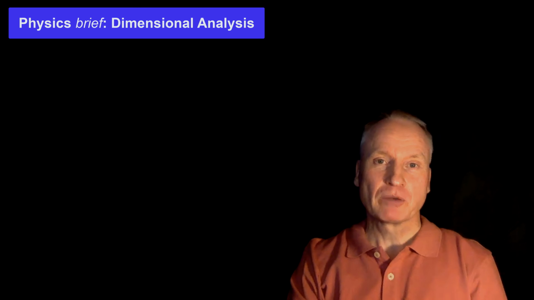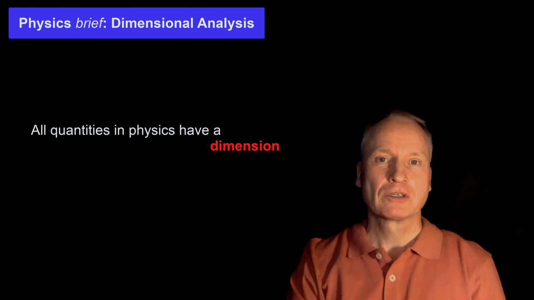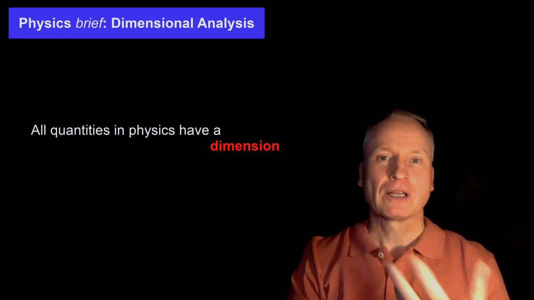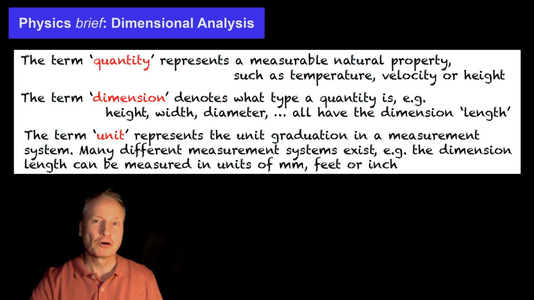This concept of dimension is very important in physics because all quantities, like length, like width, like thickness, have a dimension. It is very important to distinguish the three terms quantity, dimension, and unit. The term quantity in physics represents a measurable natural property such as temperature, velocity, or height. That is a quantity. The term dimension, as just discussed, denotes what type of quantity it is.